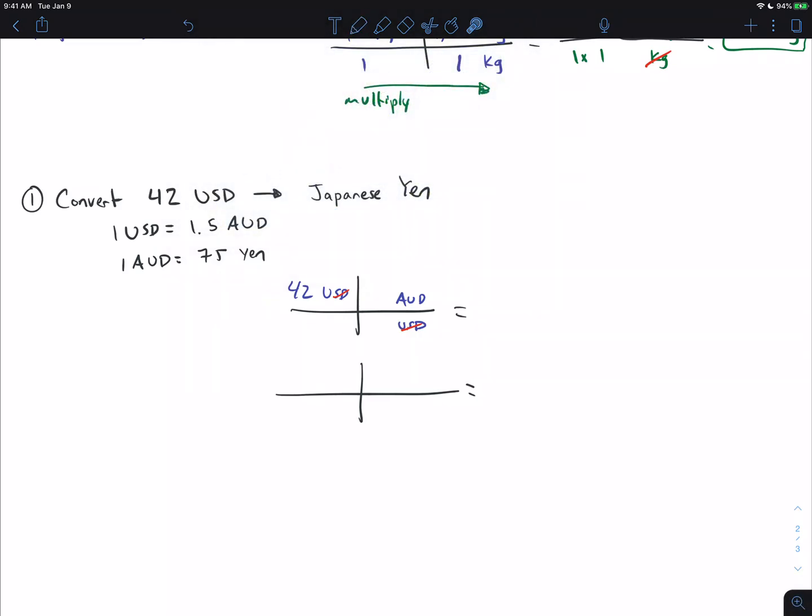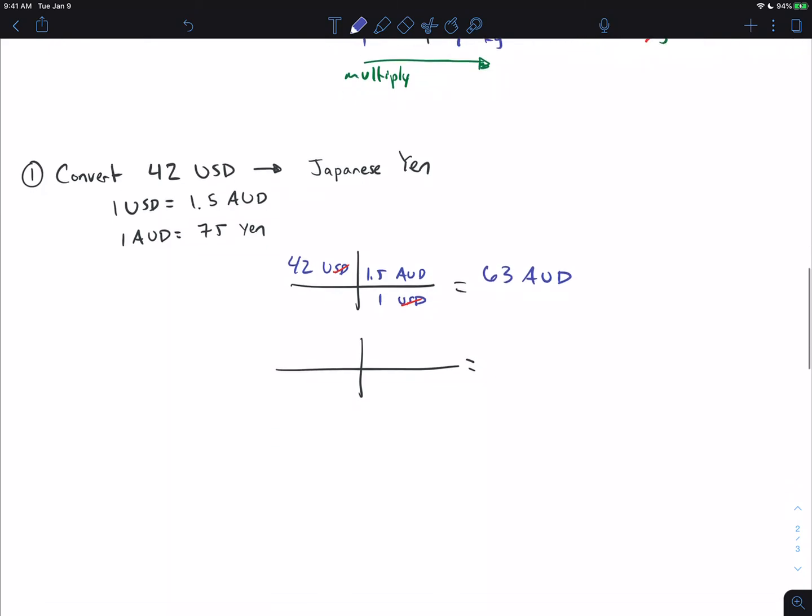But I still need to put in what this value is. So I'm going to use my conversion key right here. 1 US dollar is 1.5 Australian dollars. And all we have to do is multiply them across, just like we did before. This is going to be 42 times 1.5. If I type this in my calculator here, I should get 63 Australian dollars. That's how many Australian dollars I have now that I've converted from US dollars.